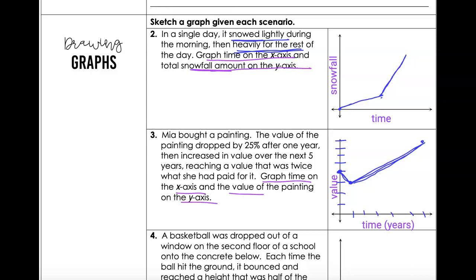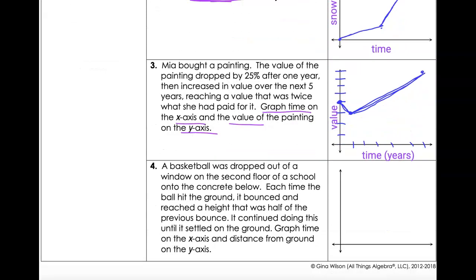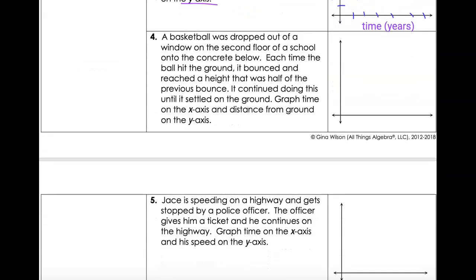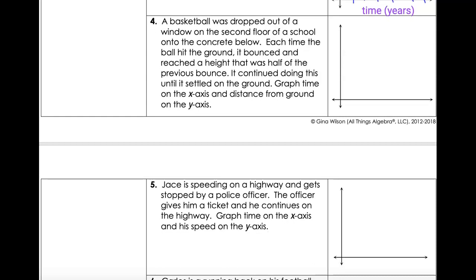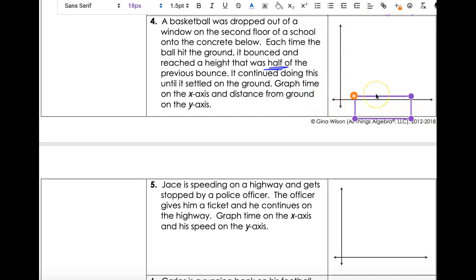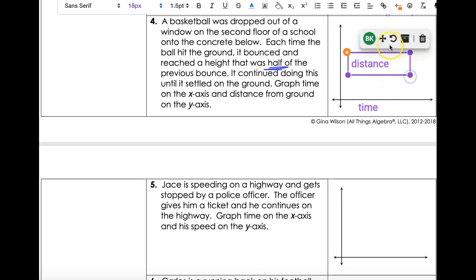All right, let's look at one more together like this. Number 4, a basketball was dropped out of a window on the 2nd floor of the school. Each time the ball hit the ground, it reached a height that was half the previous, and it continued until it landed, finally stopping on the ground. So we're going to label. We're graphing time on the x and then distance on the y. So let me move this up to the y-axis, and turn it a little.